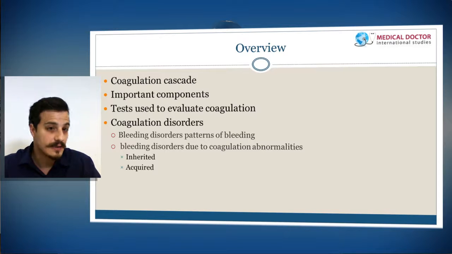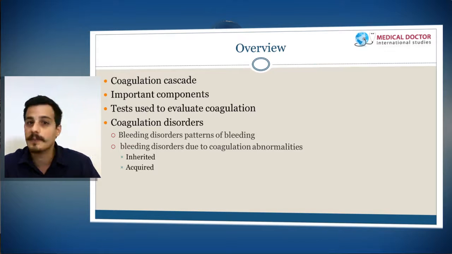So in this lesson, we're going to review the coagulation cascade. We're going to talk about the important factors and different components involved in this cascade. We're going to talk about the different tests that we use in the laboratory to evaluate the function of the coagulation cascade and also the function of the platelets.